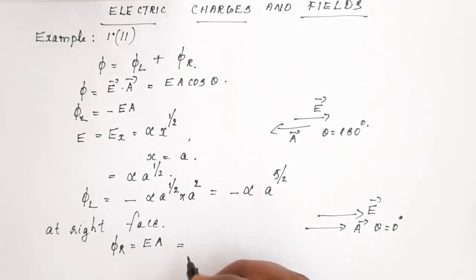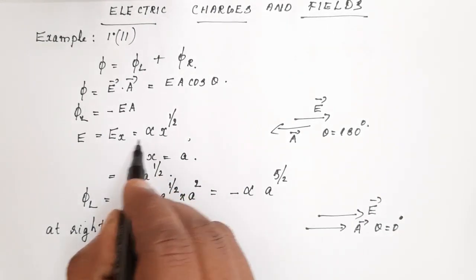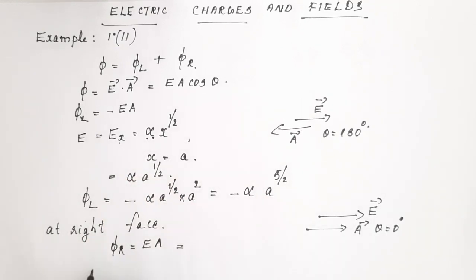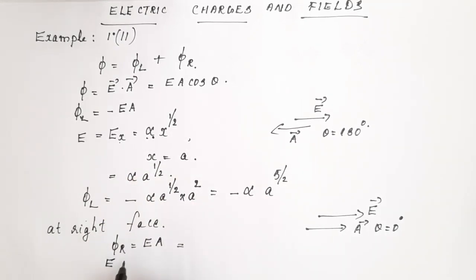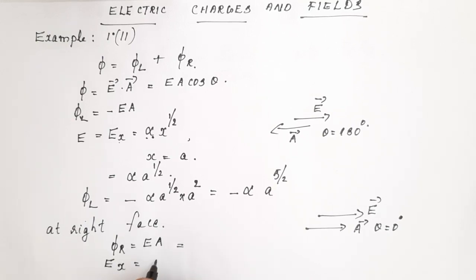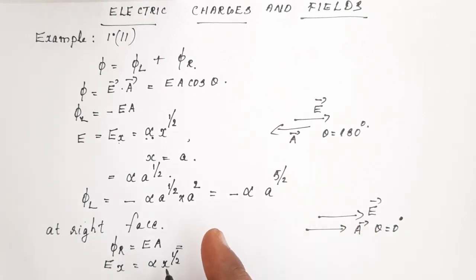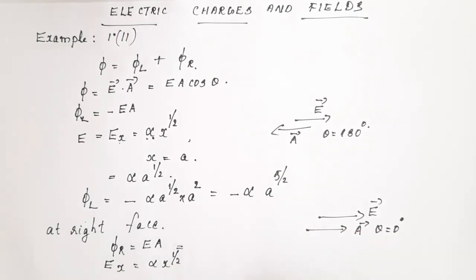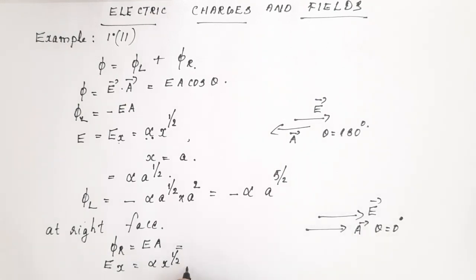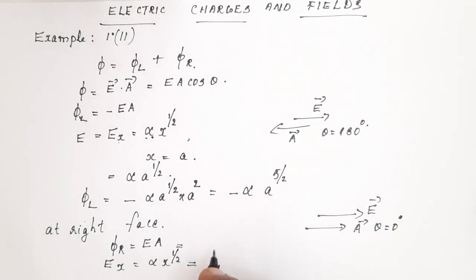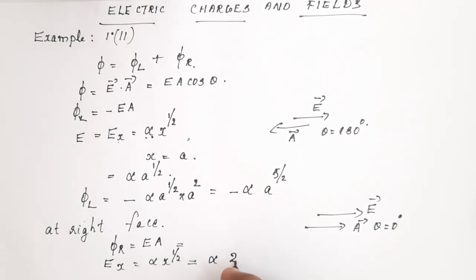So what is E here? Again, the equation is Ex equal to alpha x raised to 1 by 2. Now for the right face, what is x? It is a plus a. Understood? The right face is at a distance a plus a, that means 2a from the origin. So x becomes 2a, and Ex becomes alpha times 2a, whole raised to 1 by 2.